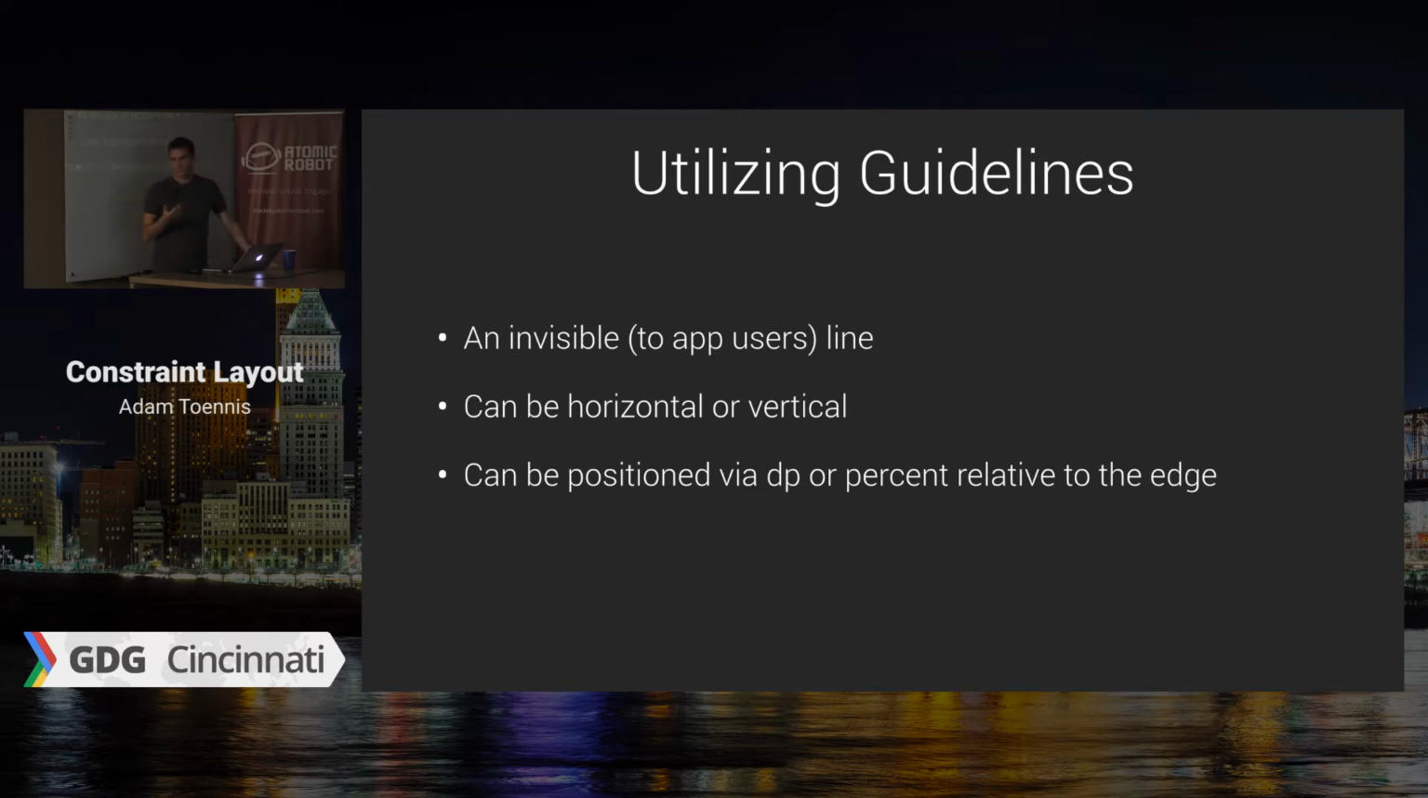It'll tell you the dp from the edge, or it can be a %. And there is a difference between the two, of course. If you drag something to be 50 dp from the edge, regardless of the size of the device, it'll always be 50 dp from the edge. If you drag something to be 50% from the edge, it's always going to be in the middle of the screen, regardless of the size of the screen.